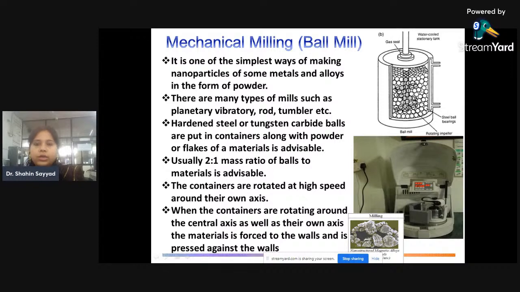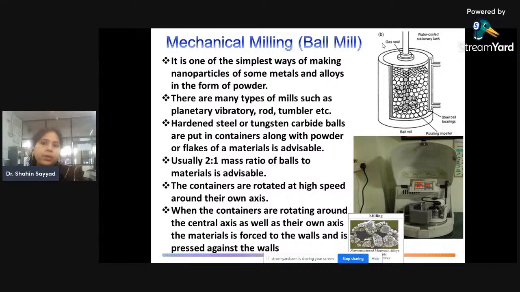Okay, so it totally depends on how much time you are giving. If you are giving more time, then you get more fine particles. Then particles should be nanometer, more particle size should be reduced. And if you are increasing the speed, again the particle size is reduced. So depending upon whether you want 100 nanometer, 50 nanometer or 200 nanometer, it totally depends upon the speed as well as on the time.